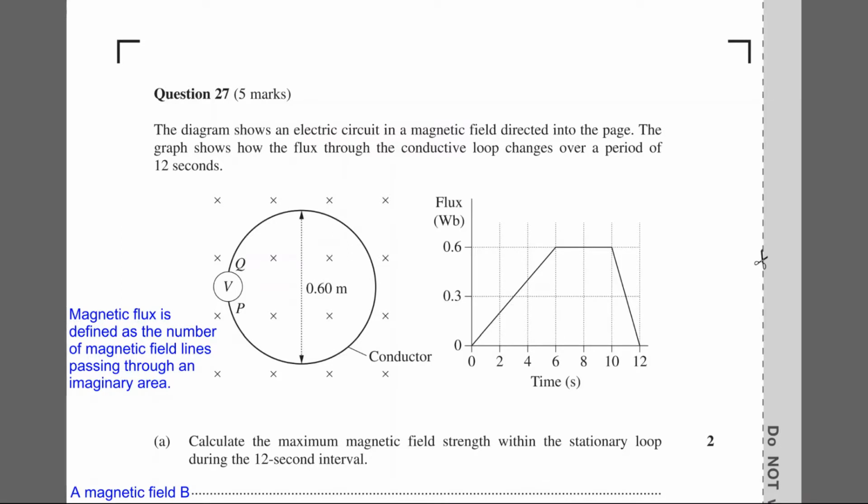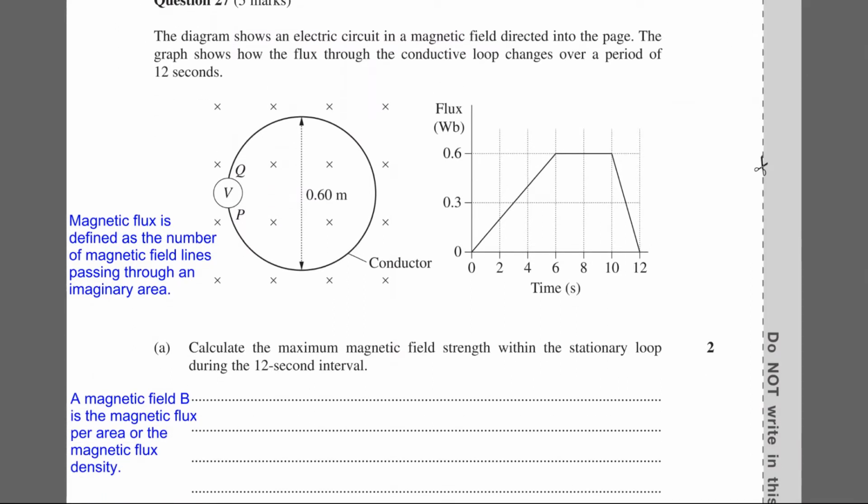Tonight I'll be answering questions 27 and 28 of the 2017 HSC Physics paper. Question 27 asks, the diagram shows an electric circuit in a magnetic field directed into the page. The graph shows how the flux through the conductive loop changes over a period of 12 seconds.